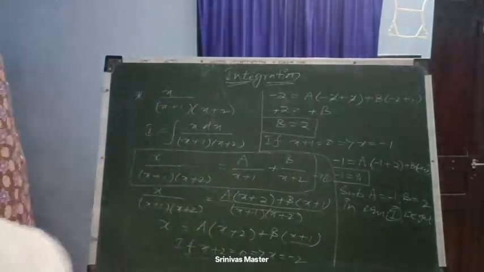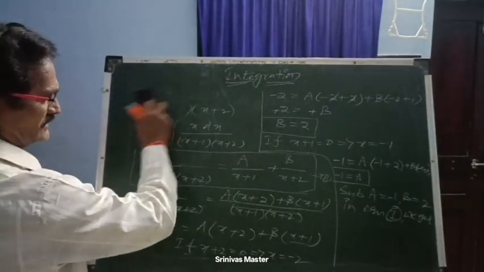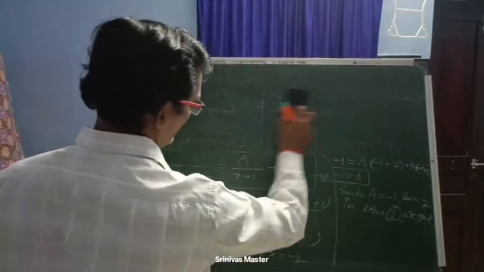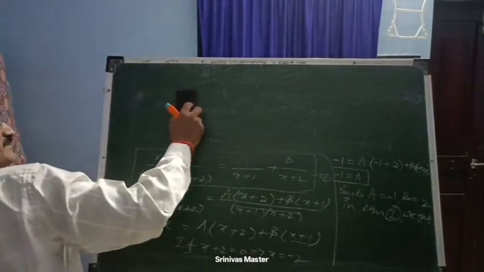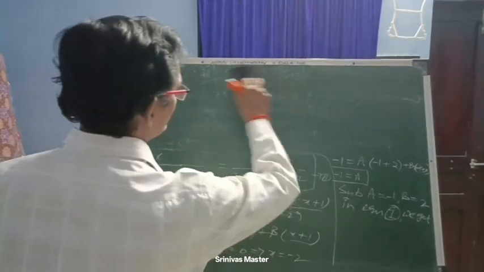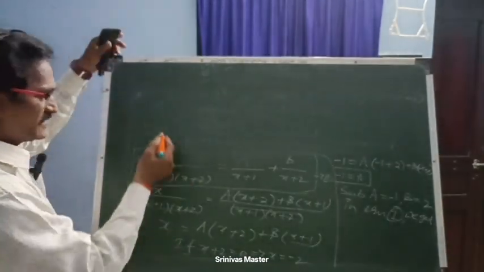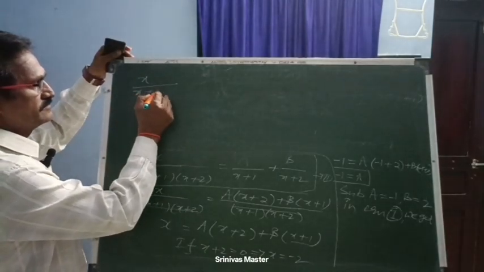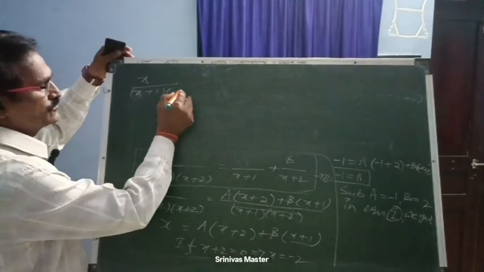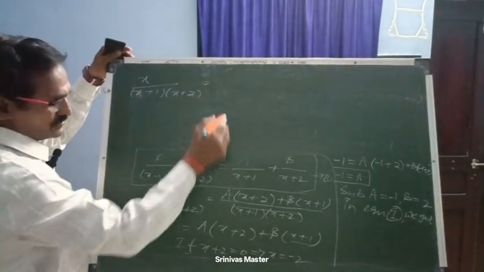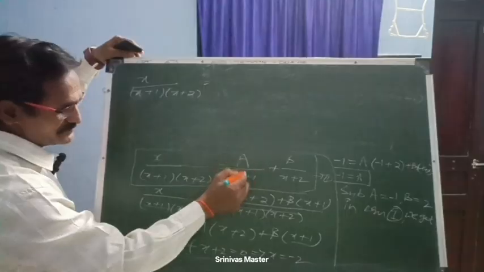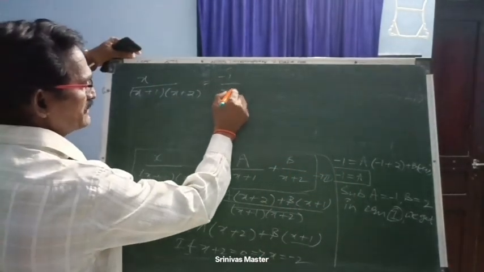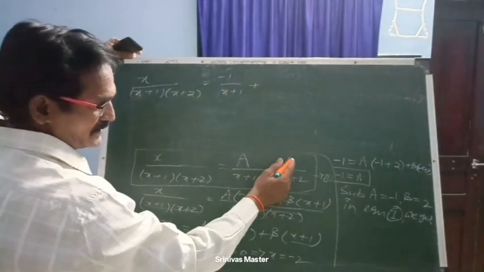Okay, so according to this, see children, I am continuing this problem. Take this equation. What is that equation? X by x plus 1 into x plus 2. It is equal to a by x plus 1, no? A by x plus 1. What is the a value? Minus 1. Minus 1 by x plus 1. Okay. Plus b by x plus 2.